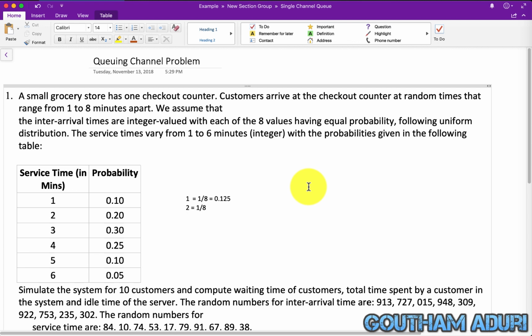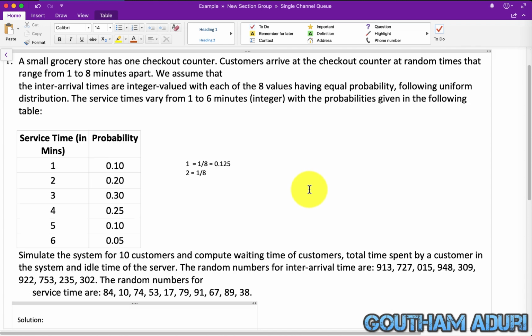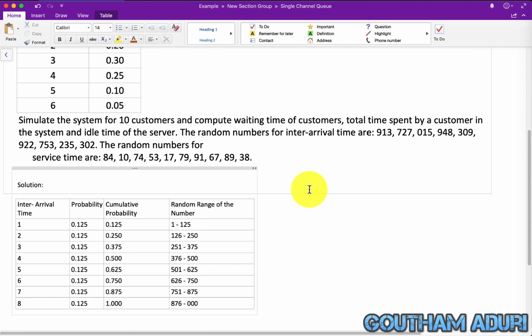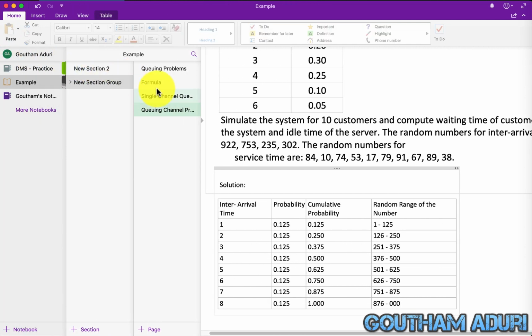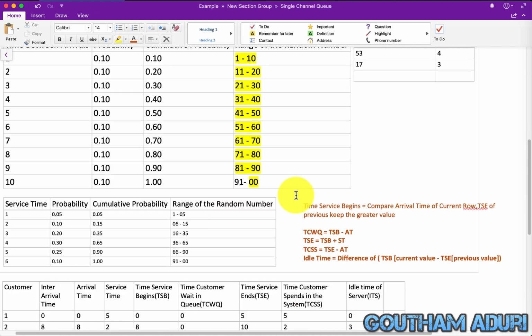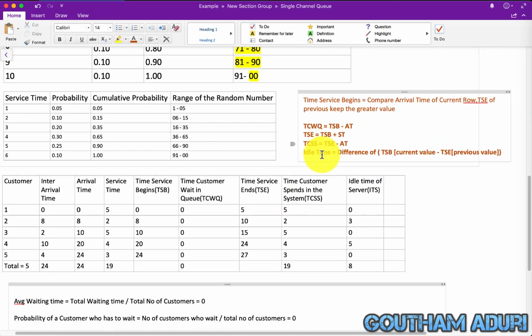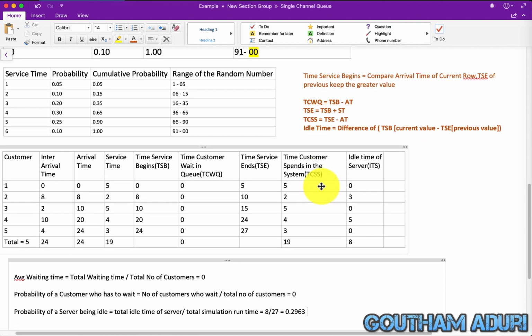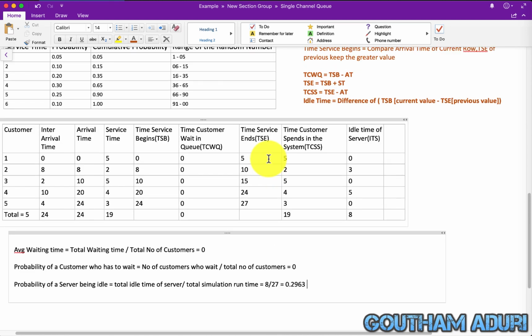And I hope you got some basic understanding of the single channel queuing problem: how to calibrate the probabilities and the random number generators, and how to calculate the formulas for the random digits, time service begins, time customer waits in the queue, time customer spends in the system, time service ends, and the idle time of the server. So you should have a basic understanding of this one.